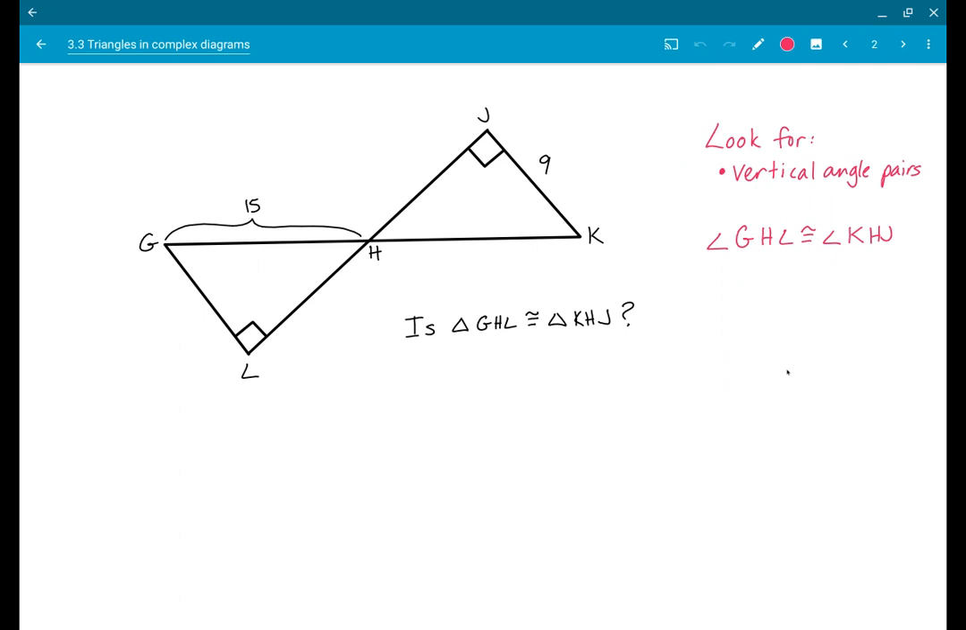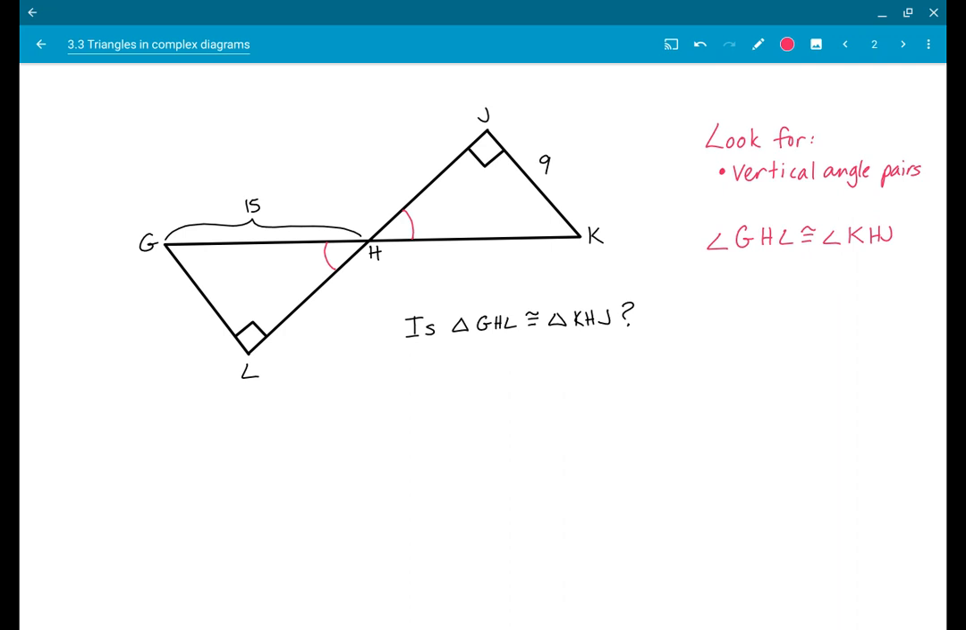Our next diagram shows two right triangles. We have triangle GHL and triangle KHJ. Now, I can find a little bit more information here. We're given one side of triangle GHL and an angle, and one side of triangle JHK and an angle. I know that this angle is also going to be congruent to this angle, and that's because they're a vertical angle pair.